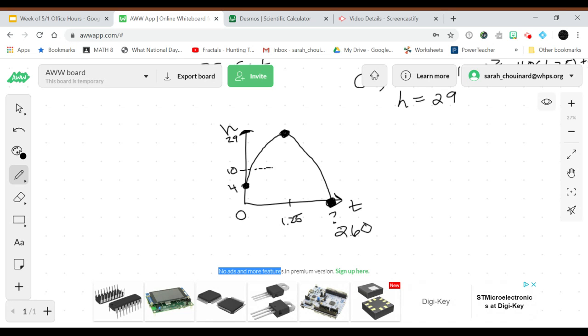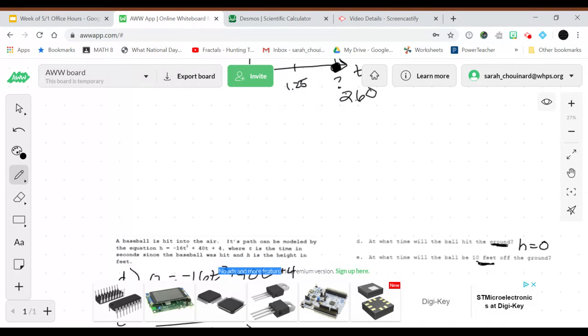So if I extend this out, the ball is actually going to be at 10 feet 2 different times. It's going to go up, be 10 feet. It's going to hit that height of 29, and then it's going to have to come back down and be 10 feet again. So I'm actually going to get 2 answers for this problem.